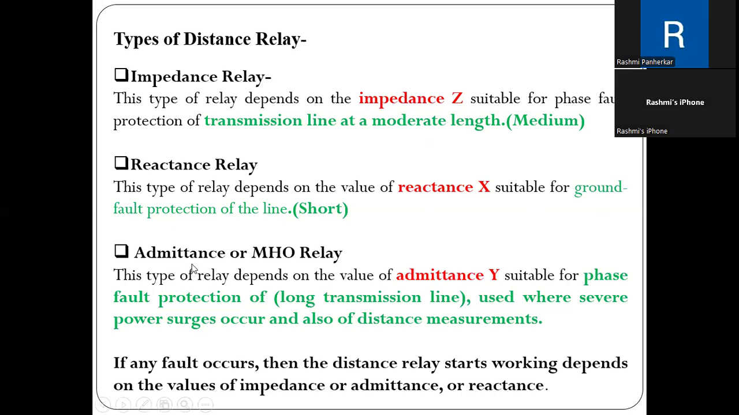Then the admittance relay, also called the Mho relay. It is denoted by Y, and it is used for phase fault protection of the long transmission line, where severe power surges occur, and also for distance measurement. If any fault occurs, then the distance relay starts working depending on the value of impedance, admittance or reactance. Thank you.